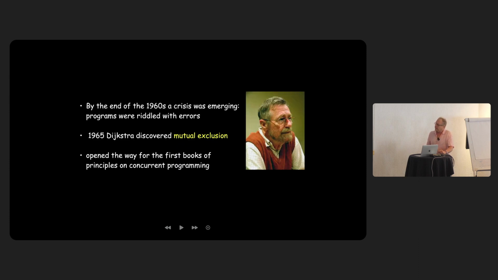By the end of the 60s, a crisis was emerging. Programs were riddled with errors. People did not understand what was going on. There were many subtle errors that were very difficult to catch, until the first milestone of conceptual inventions came: Dijkstra's notion of mutual exclusion, the idea that you have this abstraction, the mutual exclusion abstraction. Then of course implementations and theory opened the way for the first books on principles of concurrent programming and for fixing all these systems that were riddled with so many problems.